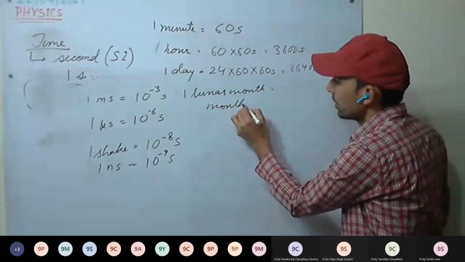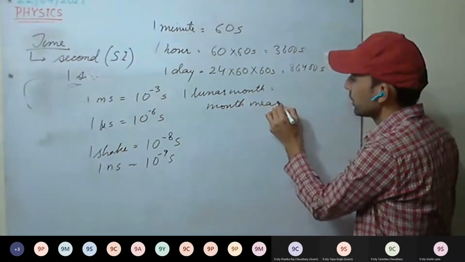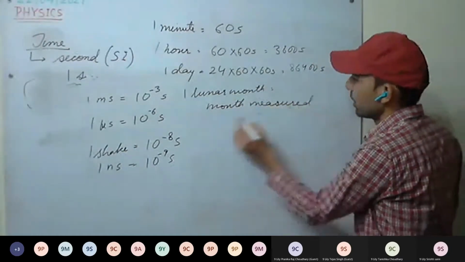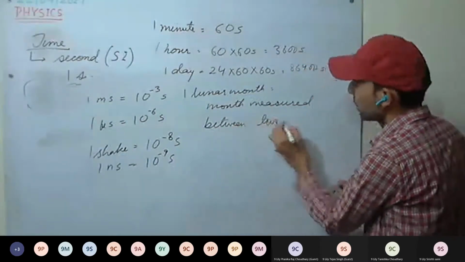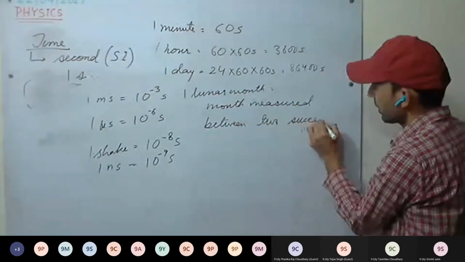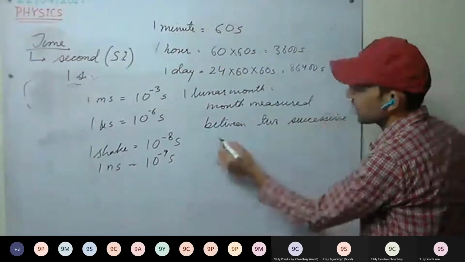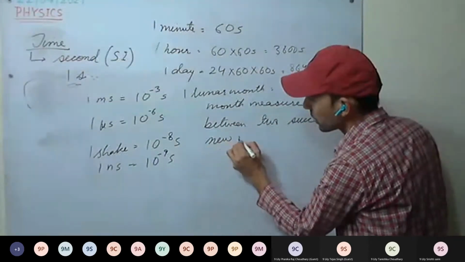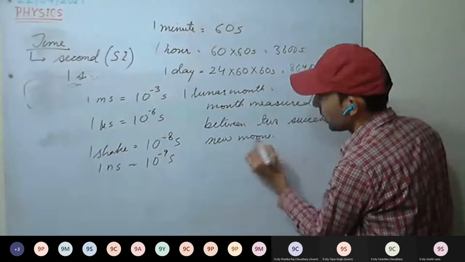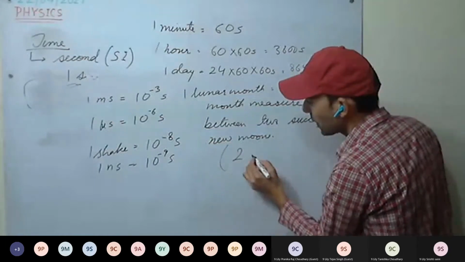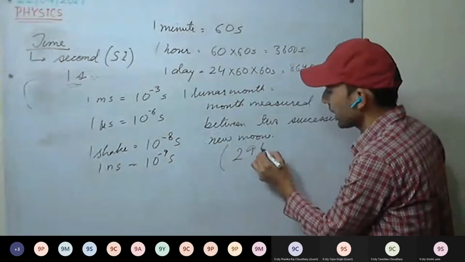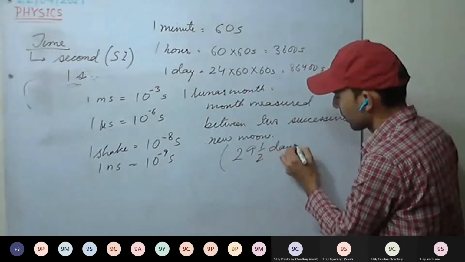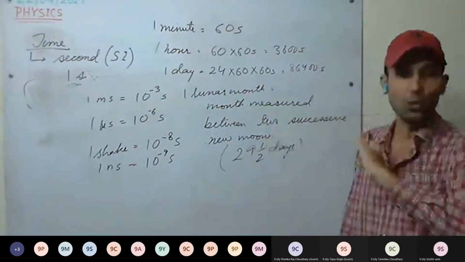Month measured between two successive or consecutive new moons. Roughly it is how much? 29 and a half days. You can take between two full moons as well. No issues with that.